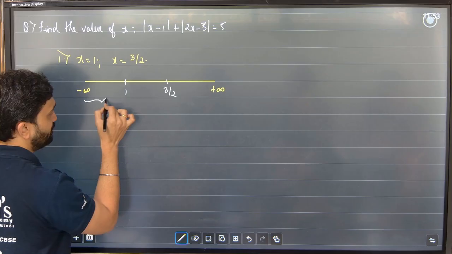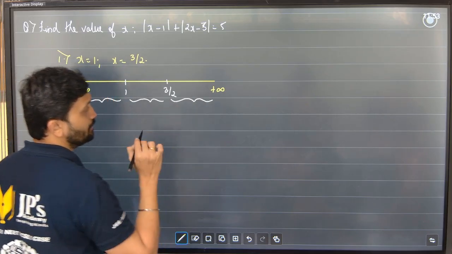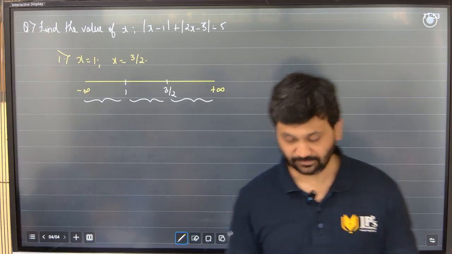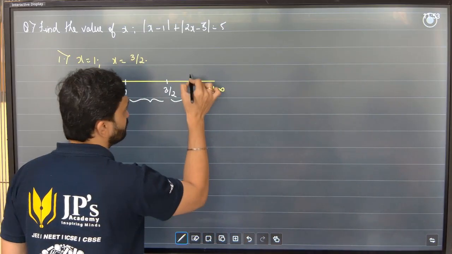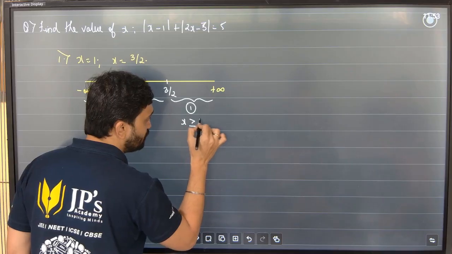I have divided this into 3 parts. Now I have 3 sections. The first section is where x is greater than or equal to 3 by 2. Okay, let me take section 1. This is section 1, where x is greater than or equal to 3 by 2.